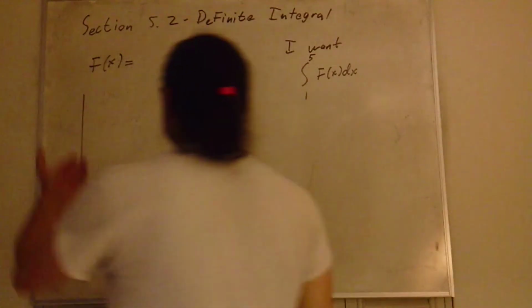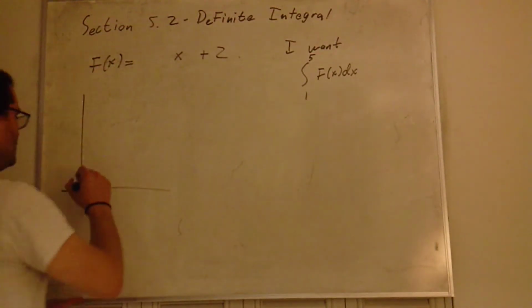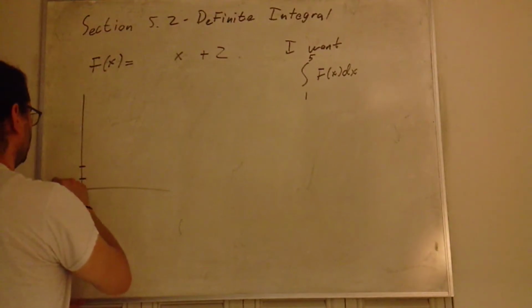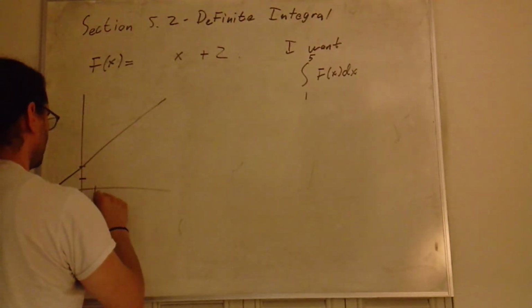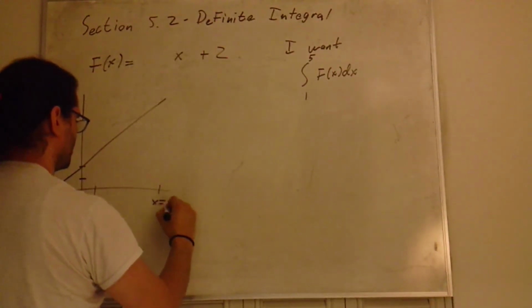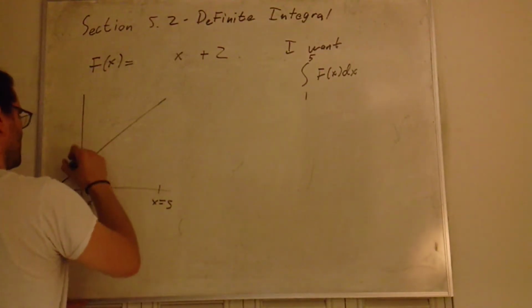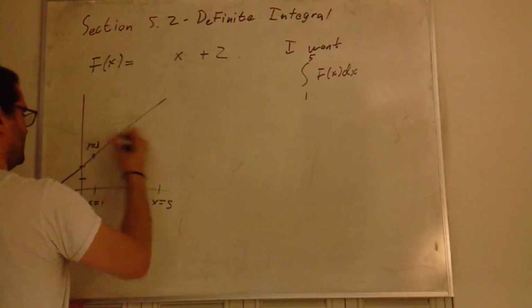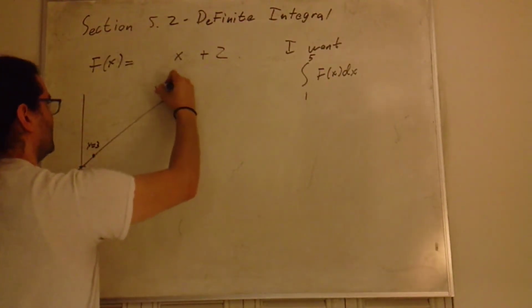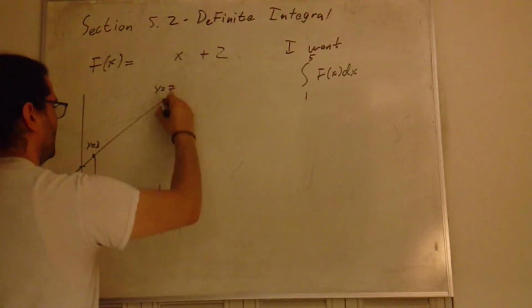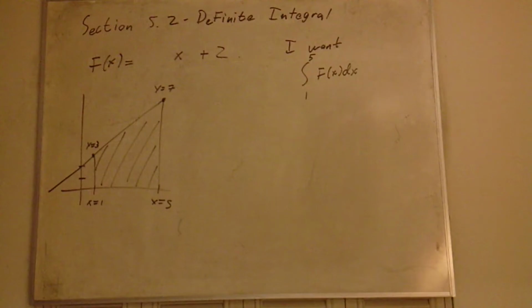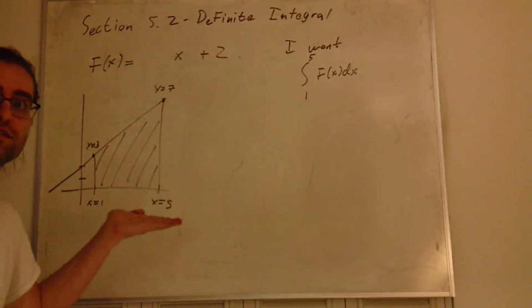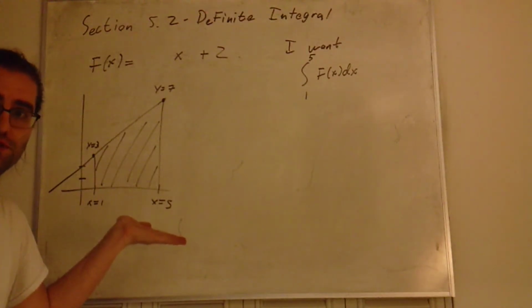If I draw this function, f of x equals x plus 2, it looks like a straight line. Has a slope of 1, goes through 2. So here's x equals 1, here's x equals 5. I can find the values of these points. This is y equals 3. This should be y equals 7. So I'm asking for this area. Astute observers will note that this is a trapezoid.